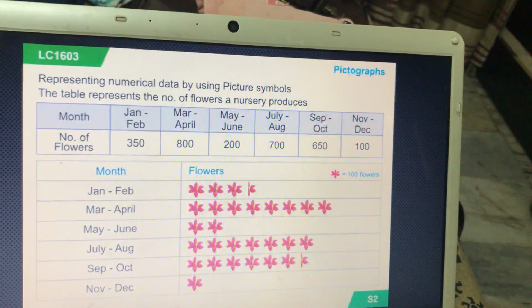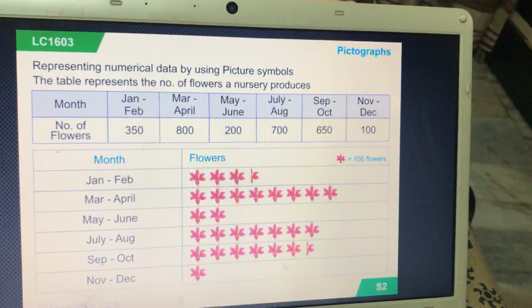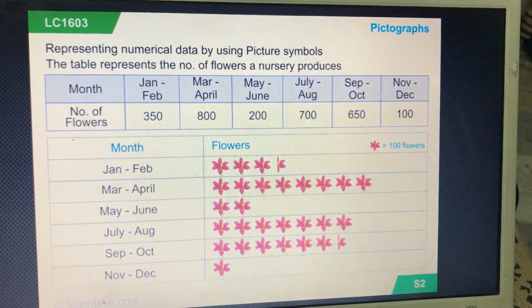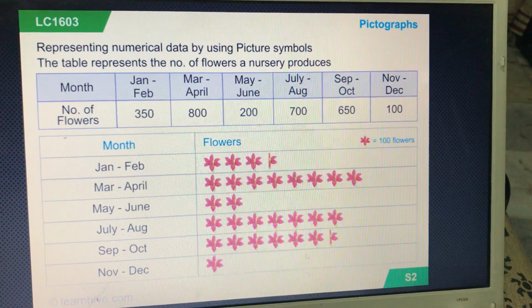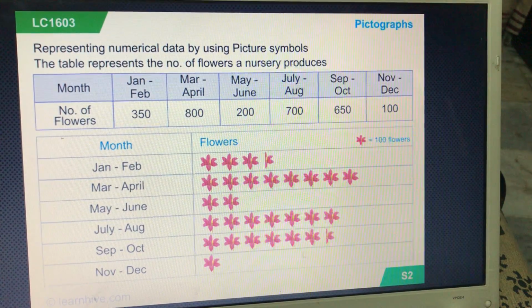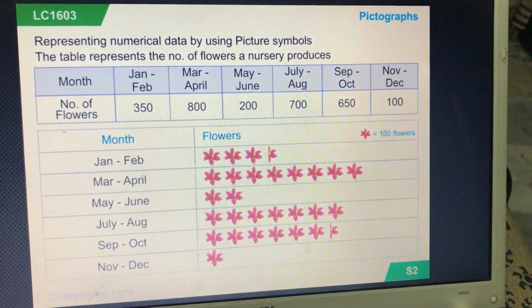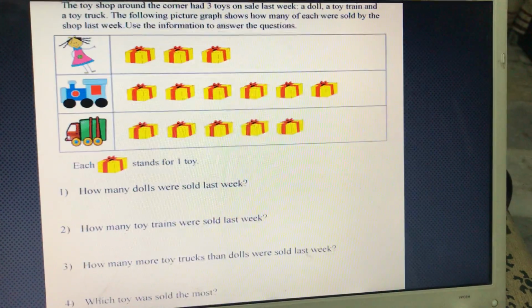Next, for March to April, we have 800. It means 8 full flowers. For May to June, we have 200, so 2 flowers. July to August, 700, so 7 flowers. September to October, 650, so 6 full flowers and 1 half flower. November to December, 100 means 1 full flower.